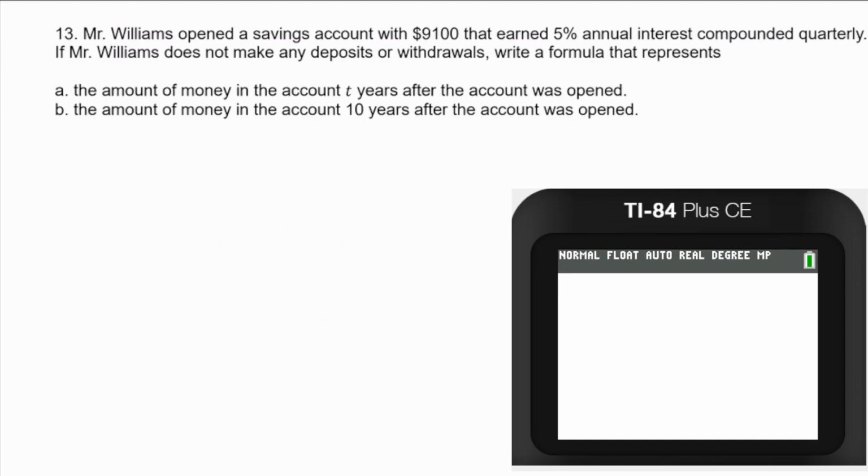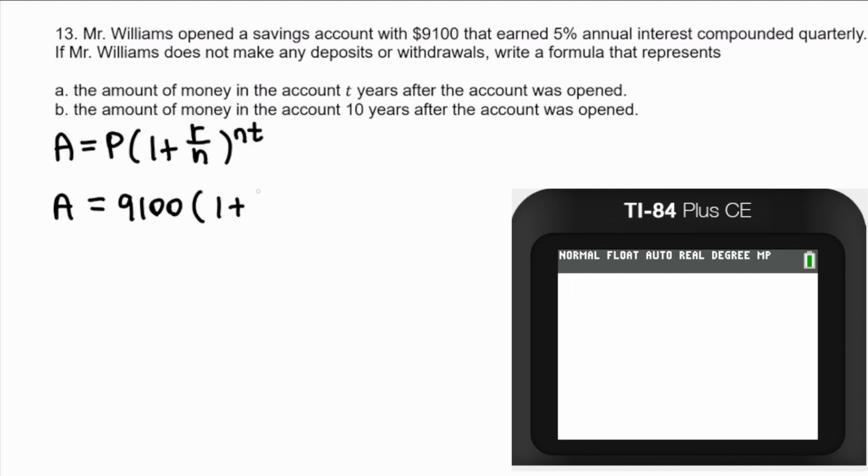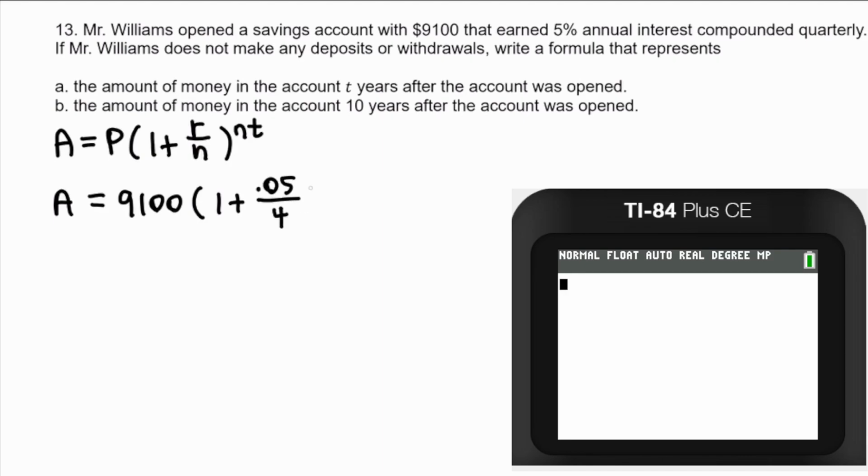Right, so here we've got Mr. Williams opening a savings account with a starting amount of money. So we need that compound interest formula: A equals P times 1 plus r over n, to the nt power. The principal, the starting amount, is going to be $9,100. The interest rate is 5%, that's 0.05. We're going to divide by the number of times per year interest is paid. So that would be quarterly, that's n equals 4. And that's going to be our function A of t.